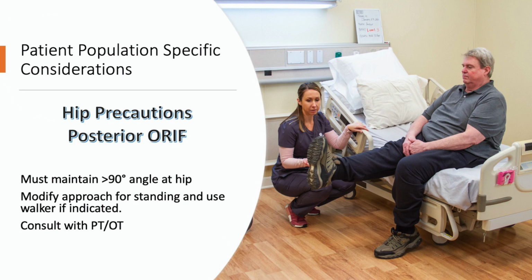Next, we will discuss the hip precautions, specifically with a posterior hip replacement. These patients must maintain a greater than 90-degree hip angle in order to prevent hip dislocation. This may require a modified approach for assessment level 3, stand. Consider using the bed rails or lifting the base height of the bed to a higher level in order to prevent the patient from having to lean forward before standing. In addition, an assistive device like a walker may be required.